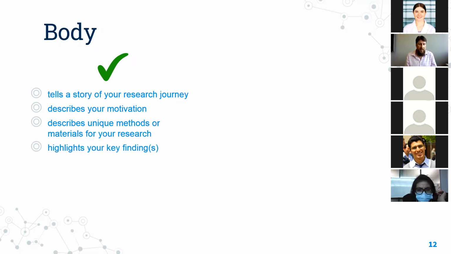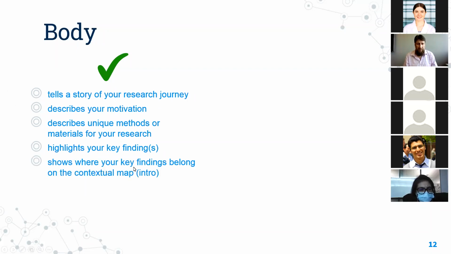Then you want to highlight your key findings. As a result of this unique method, here's some really exciting results that we've been able to accomplish. We had a 30% increase in efficiency based on this one unique method that I've done. And this is really exciting because here's where it fits in our contextual map. It's addressing that problem that I talked to you about earlier in my introduction, when I identified the problem that you really care about as well.